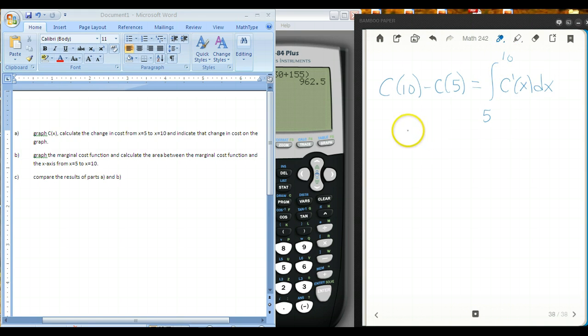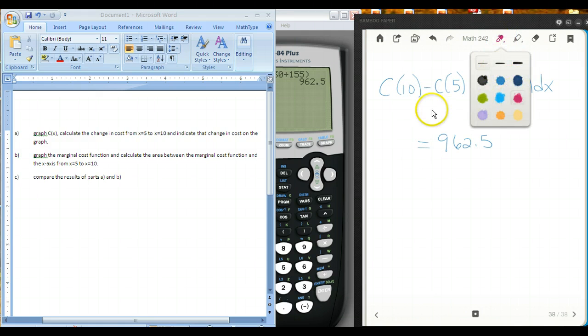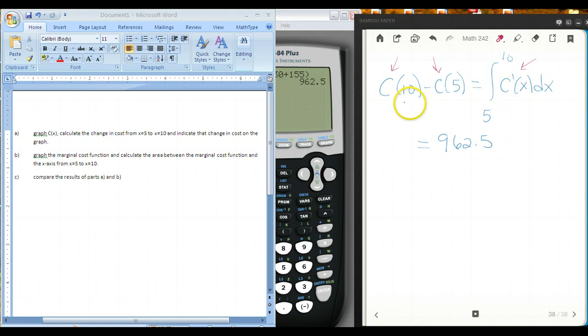And that's really important, right? Both of these two things are equal to 962.5, okay? And that's a really important finding. What we're finding here is a relationship between the c function and the c prime function, right? It's saying if you do something with c prime over here, you're going to get something in terms of c. It's going to be a number: area under this curve, change in the cost function, and those two things are equal.